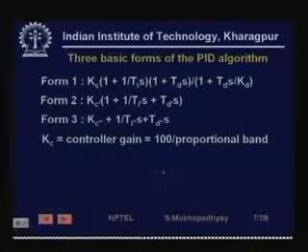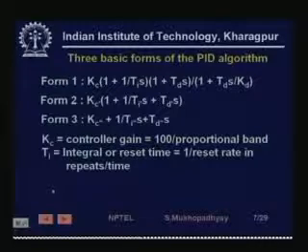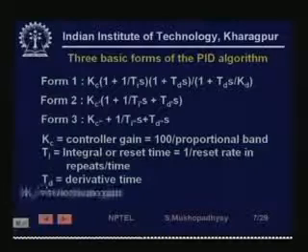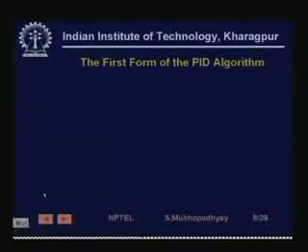So, as we know that in this Kc, Kc dash, Kc double dash all stand for controller gain, Ti is integral or reset time or 1 by reset rate, and Td is derivative time, and Kd is derivative gain, right. So, sometimes here we have a Kd. So, this Kd is used for a certain purpose. We will discuss it right now. So, you see that we have 3 different forms. Why is it? So let us look at the first form in slightly more detail.